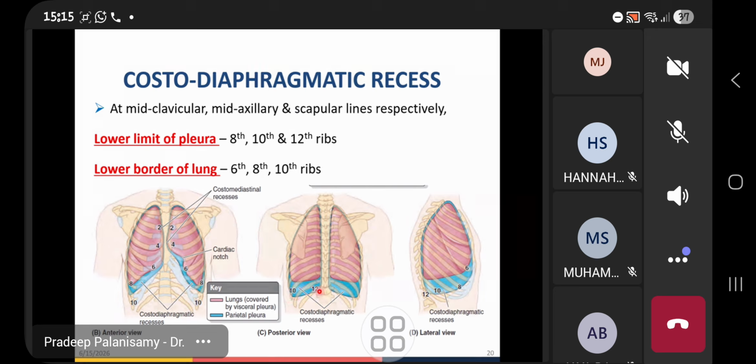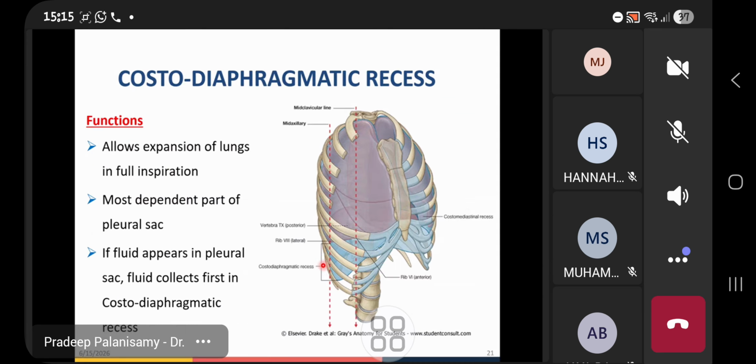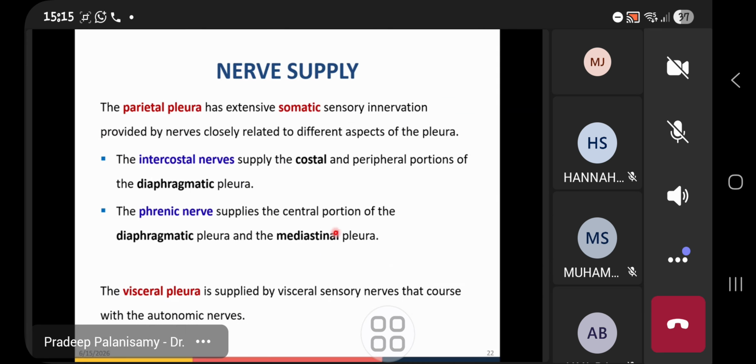So normally it is not an issue. This is important because when the lung is expanding, this space gives enough room for the lungs to expand. But what happens when it gets filled up with fluid? That is when the problem starts. Because it is a potential space, sometimes due to some diseases the fluid can accumulate in these gaps. That is the importance of knowing these recesses.